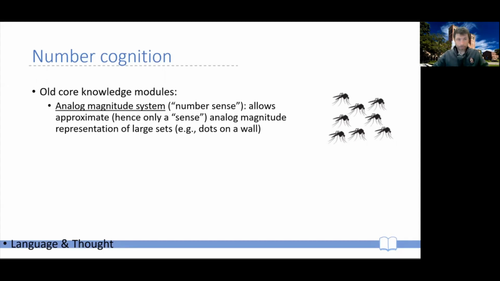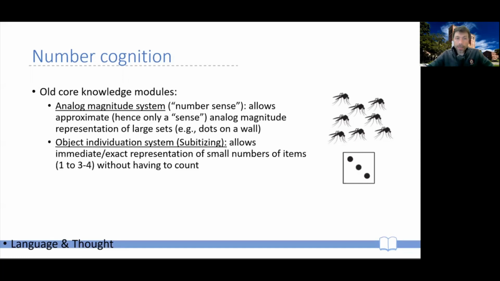The second module is known as the object individuation system, also known as subitizing. The idea with this module is that instead it allows you to represent exactly a couple items, typically between 1 and 3, maybe 4. And in fact, without having to count. So you look at it and you immediately know it's 1, or you immediately know it's 2 or 3.